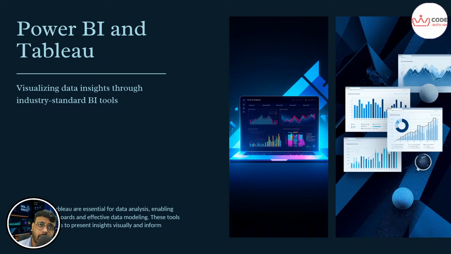It is designed for beginners to become a market ready data analyst. They are essential for data analysts because they let you build interactive dashboards. What a dashboard is and everything, I will be talking about once I start with Power BI, and do proper data modeling. What is this terminology, what is data modeling? I will be explaining at that time. These tools empower you to present the insight visually and directly influence business decisions.